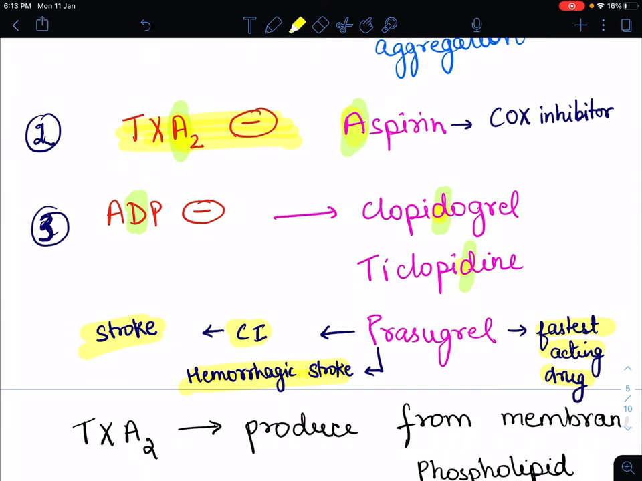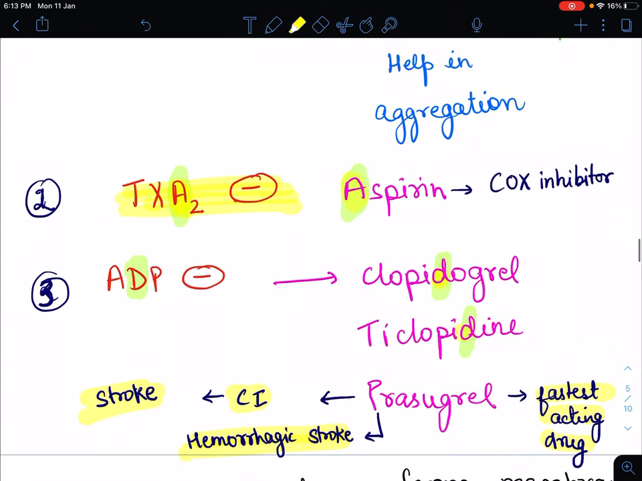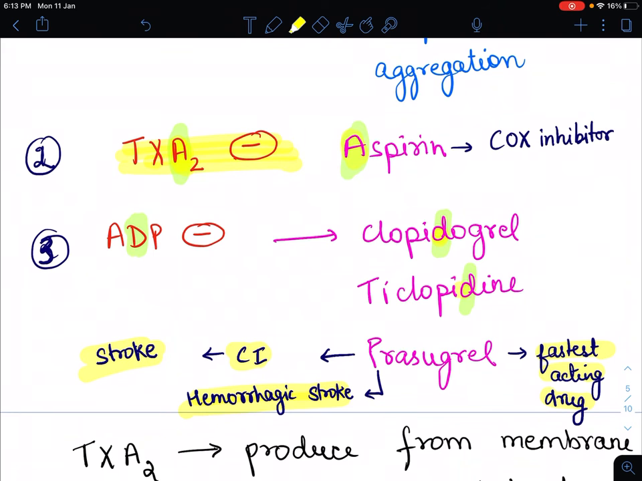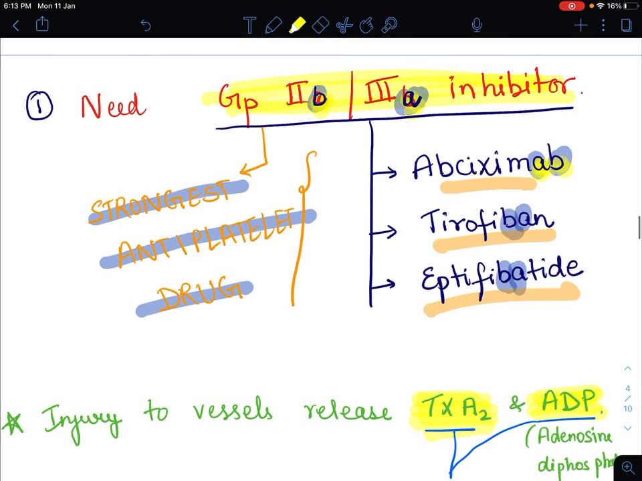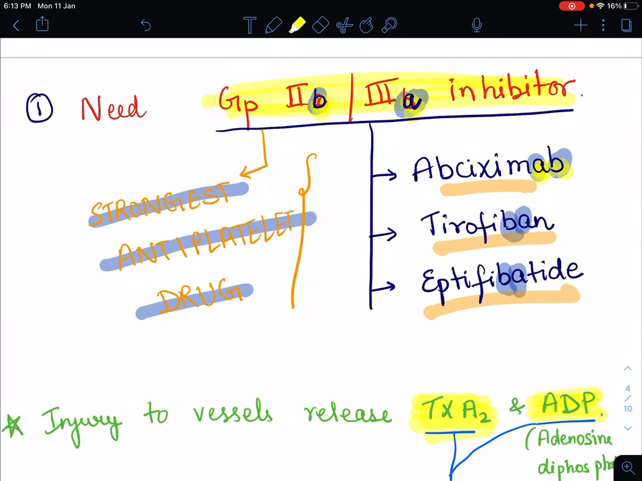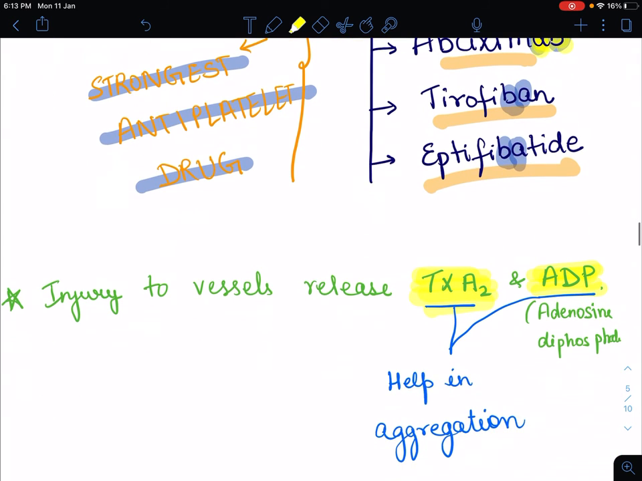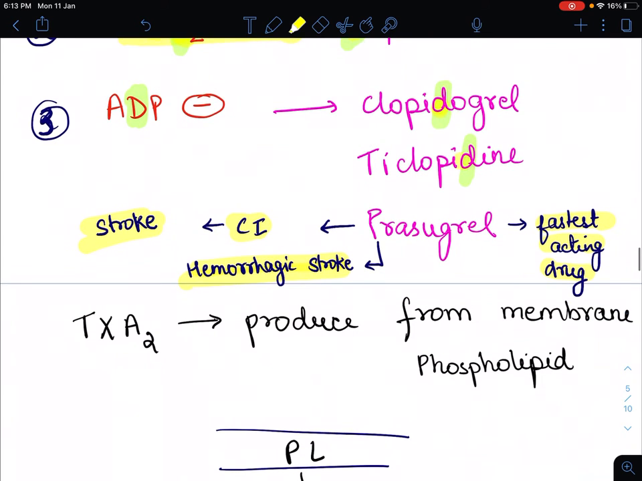So the adenosine diphosphate inhibitors are clopidogrel, ticlopidine, prasugrel. Thromboxane A2 inhibitor, A for aspirin, and aspirin is a COX inhibitor. And one more above is the GP2b and 3a inhibitor, which is the strongest antiplatelet drug: abciximab, tirofiban, eptifibatide. So these are the three groups which I already discussed with you.